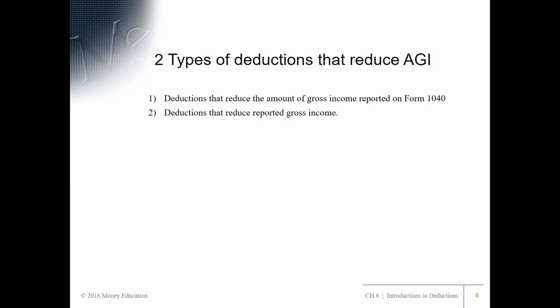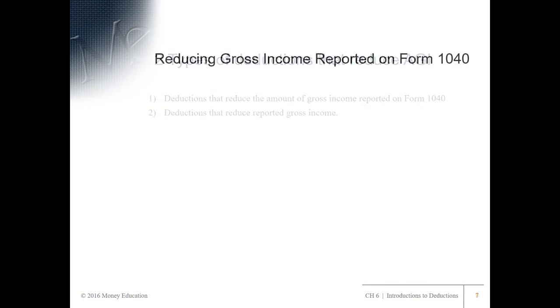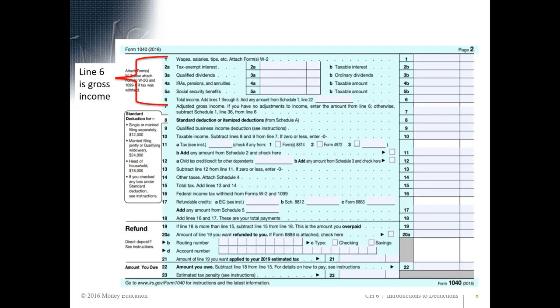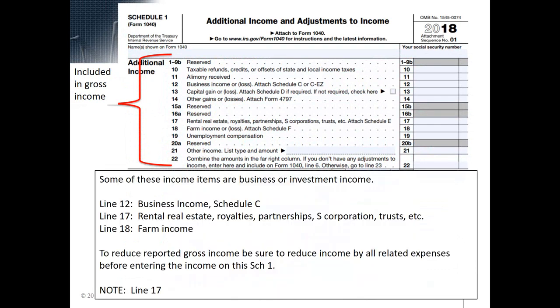So we have two types of deductions that reduce AGI. Deductions that reduce the amount of gross income reported on Form 1040 and deductions from gross income. So reducing gross income reported on 1040. You recall that line 10 is our total gross income and lines 1 through 5 list specific types of income. But we also can go to Schedule 1 in this top portion and list our other types of specific income. Now, some of these items are business or investment income. So look at lines 12, 17, and 18. These are business types of income.